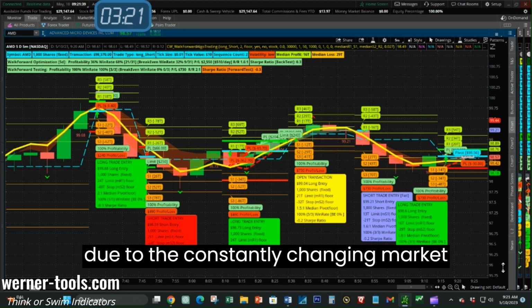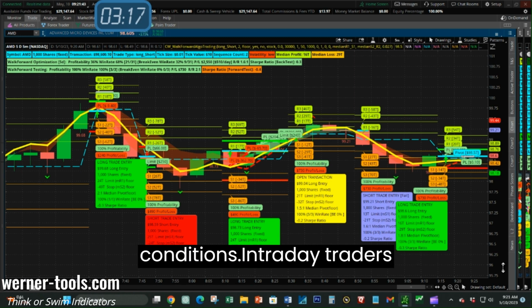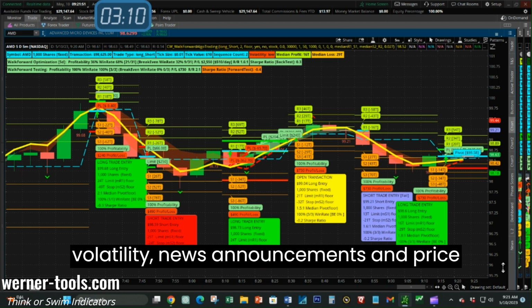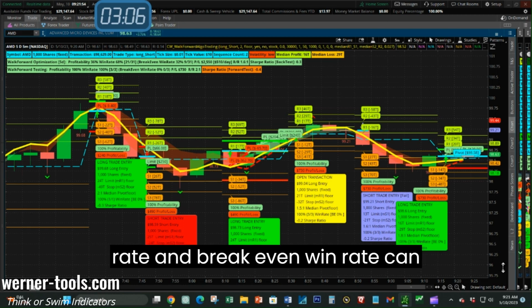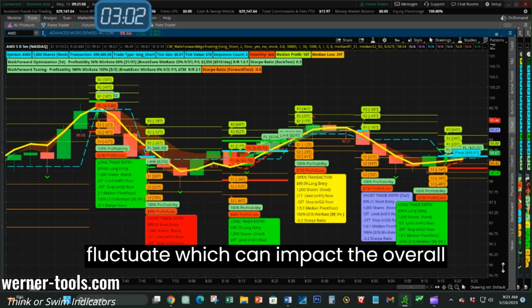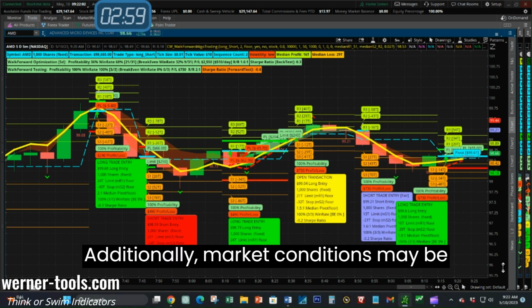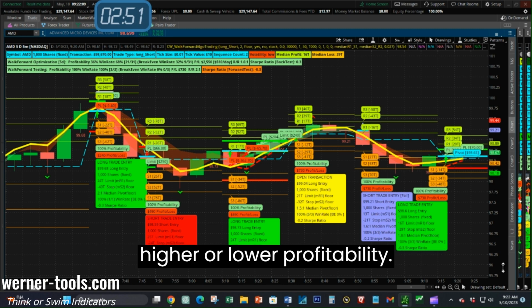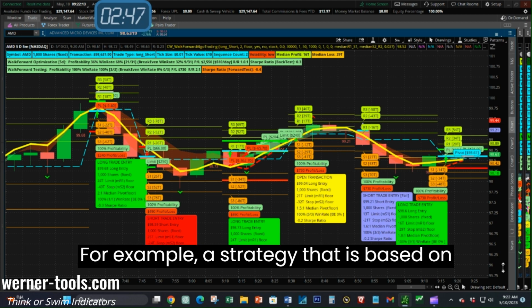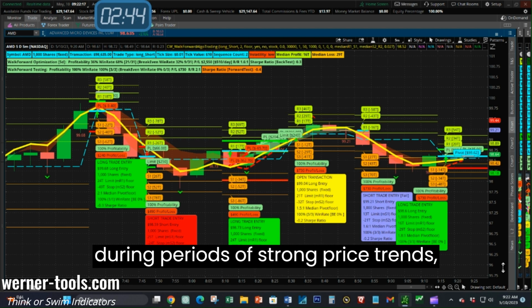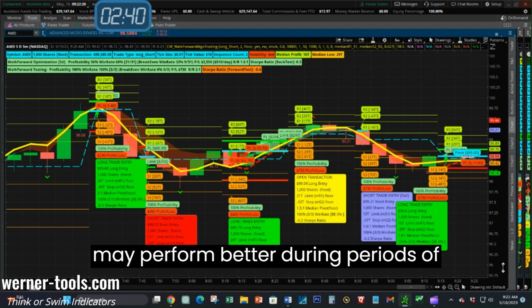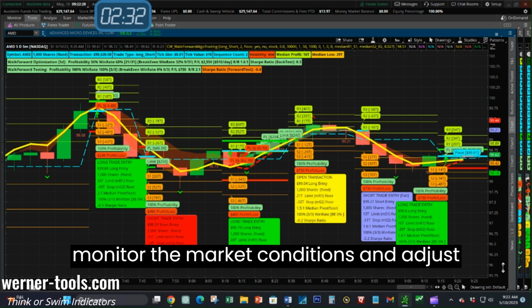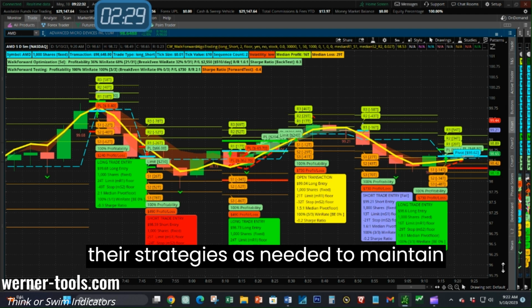Profitability can vary from day to day due to the constantly changing market conditions. Intraday traders must adapt their strategies to changing market conditions such as market volatility, news announcements, and price movements. As a result, the win rate and break-even win rate can fluctuate, which can impact the overall profitability of the strategy. Additionally, market conditions may be more favorable for certain trading strategies on certain days, resulting in higher or lower profitability. For example, a strategy that is based on trend following may perform better during periods of strong price trends, while a strategy based on mean reversion may perform better during periods of sideways price movement.